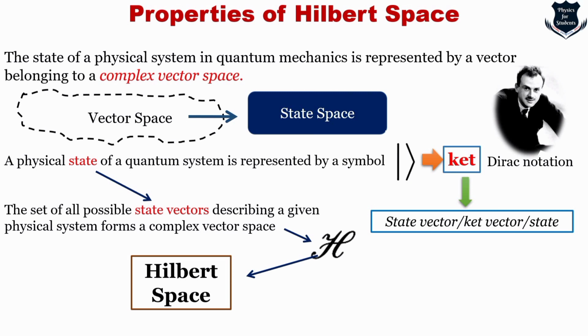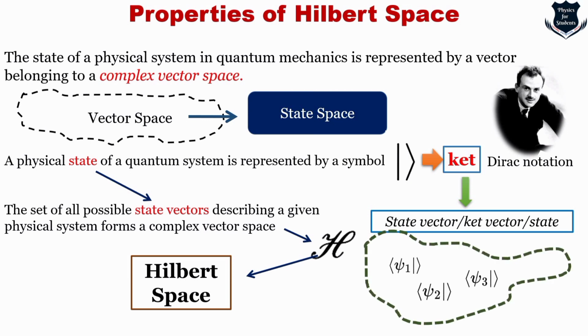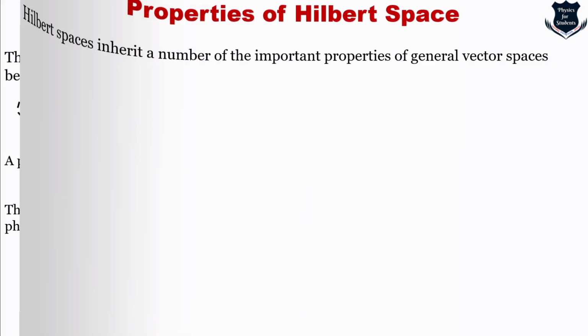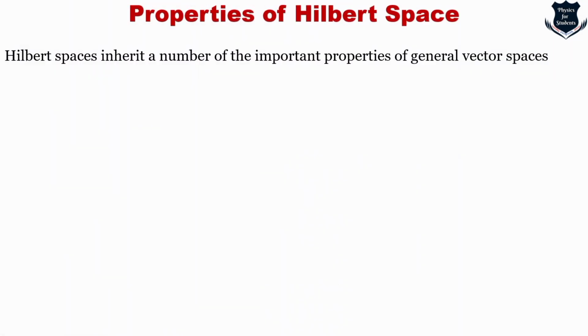And the Hilbert space actually inherits some of the properties of normal vector spaces. So here is the Hilbert space. You see these are the possible vectors and we have just shown that. Right. So what are the properties that it inherits? First of all is something which is called superposition.